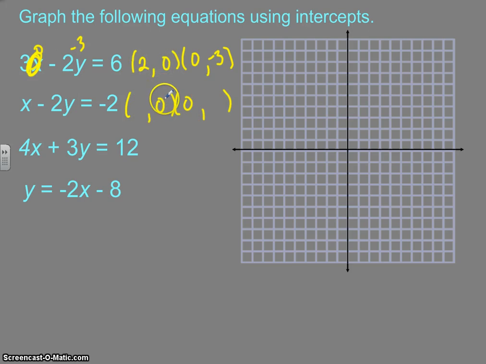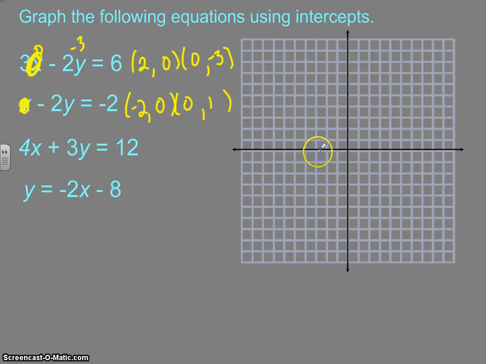Okay, so if y is 0, I'm going to plug 0 in for y, and I'm going to solve for x. Well, if y is 0, this goes away, right? X equals -2. Okay, -2. Now I'm going to plug 0 in for x and figure out what y has to be. Well, if x is 0, that goes away. -2y equals -2. Y has to be 1.